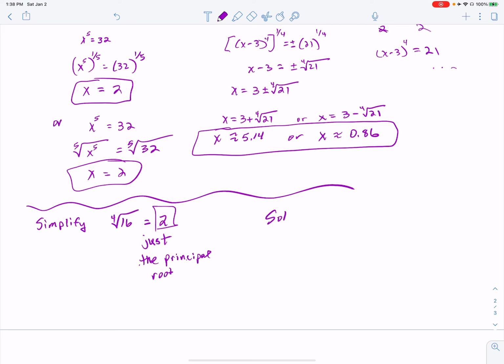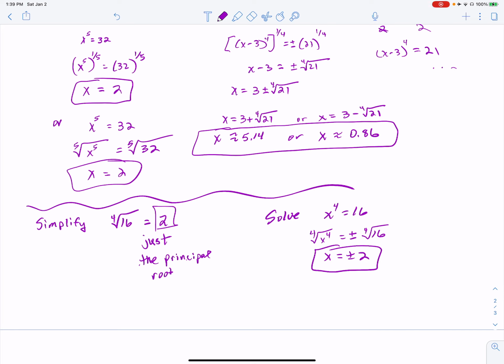However, if they ask you to solve x to the fourth equals 16, you are going to take the fourth root of both sides, and that's an even root. You are going to need to put plus or minus, and your answer x is plus or minus 2. So solving and taking an even root of both sides, you're going to need plus or minus. However, if they just ask you to simplify that even root, it's just going to take the principal root.